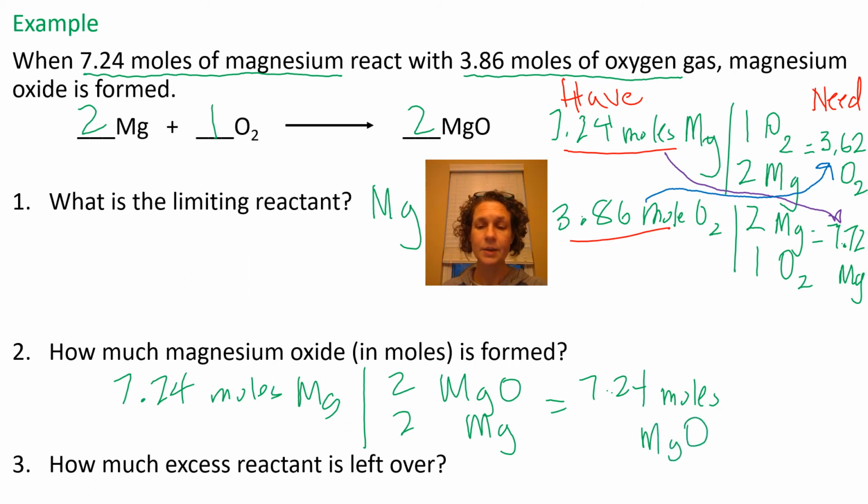And then that last one, how much excess reactant is left over. So this is the other reactant. If Mg was the limiting, that means oxygen is the excess. To figure out how much I had left over, I subtract what I have, the 3.86, minus what I needed, the 3.62, and I should get 0.24 moles left over.